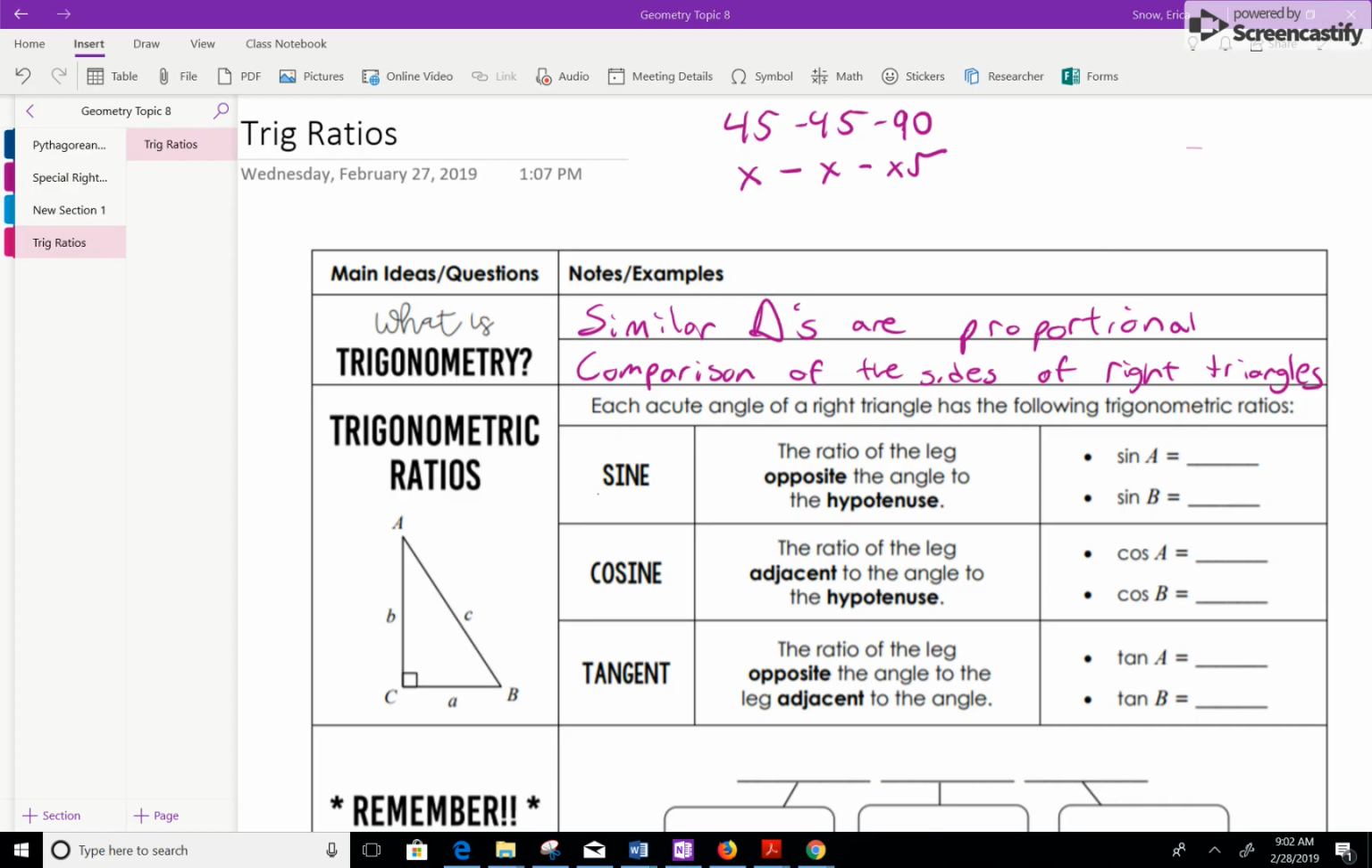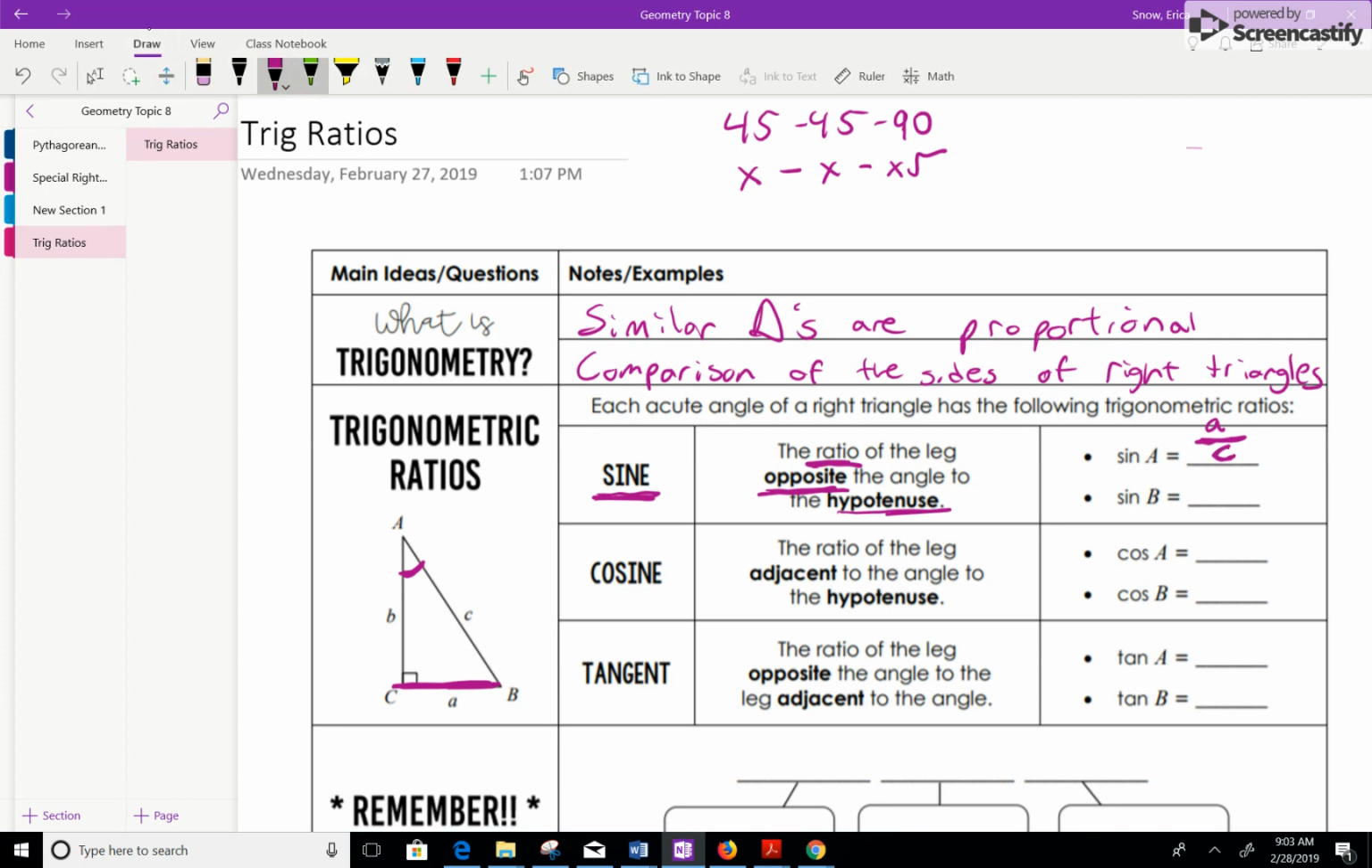So the first name is sine. And this is the ratio of the opposite leg to the angle to the hypotenuse. Now remember, ratios are written as fractions. So when we see sine of A, there's our fraction bar to remind us that we're writing a fraction. And angle A is here. So the sine of this angle is the ratio of the opposite side, which in this case is down here, A, over the hypotenuse, which is C.